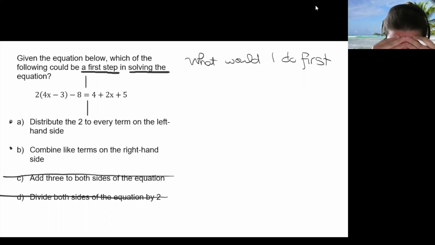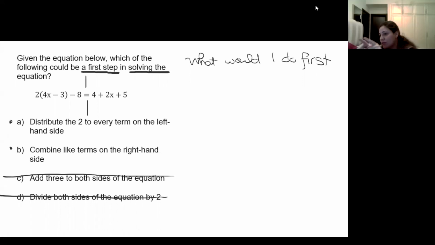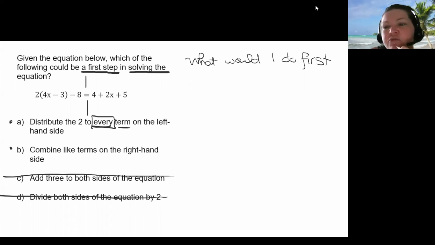Okay. But there is something that would totally eliminate one of these answers. We have to remove the A because you can't multiply 2 with everything, only with the 4x minus 3, but without the minus 8. There you go. I tried to trick you with language. I'm a brat. Manal caught it. Yeah, the 2 would get distributed. You're right. That could be a first step, Amy. But look at my language. I said distribute the 2 to every term on the left-hand side.